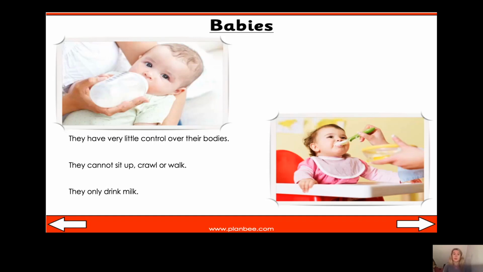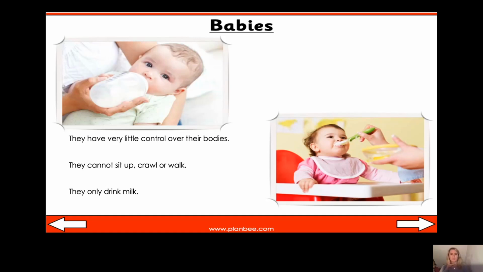Okay, so an adult can help a baby by feeding it milk, keeping the baby clean by giving it baths, and healthy by changing its nappy. So there's our first stage of a human's life. You were born as a baby, and you are a baby until you're 1 year old.